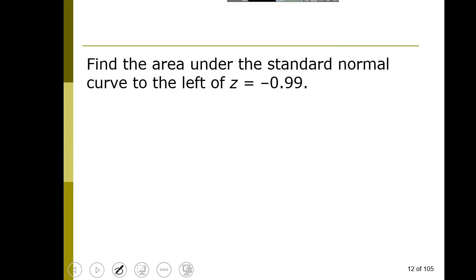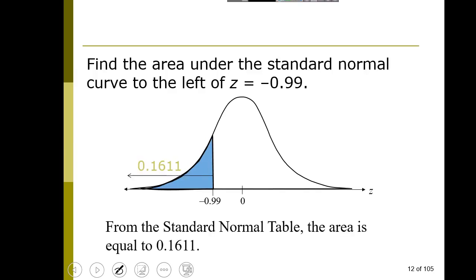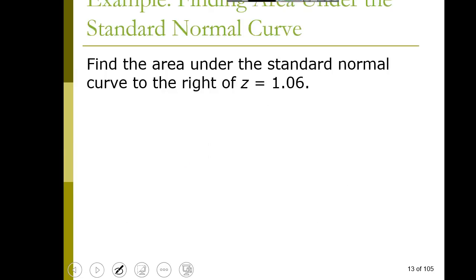Find the area under the standard normal curve to the left of z equal to minus 0.9. Same as before, this will be the area under the z score, which is 0.1611. From the standard table, the area is equal to 0.1611.